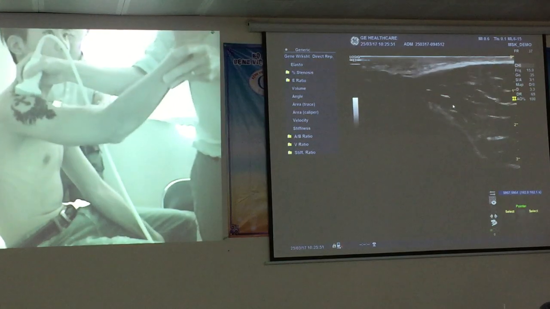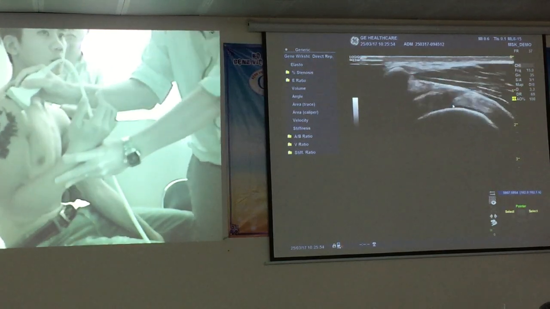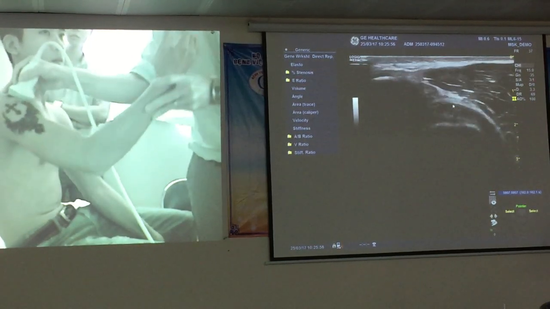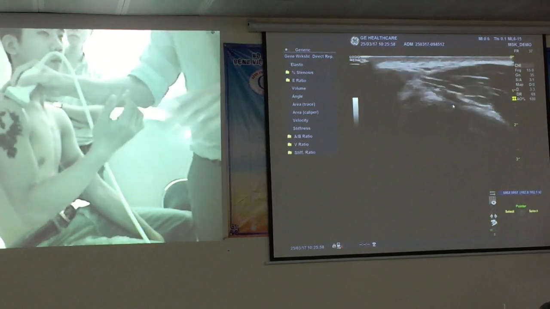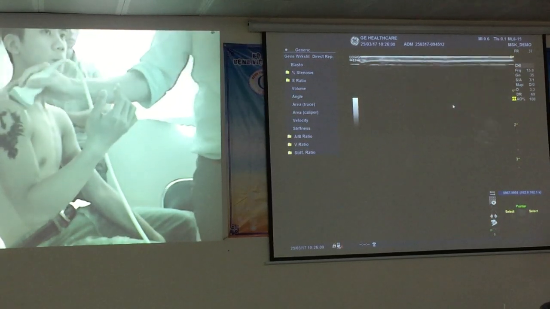Just get the patient to bring their arm up. Pull it back, making sure that that's okay. And then you get them to do a stop sign, raising the hand up.